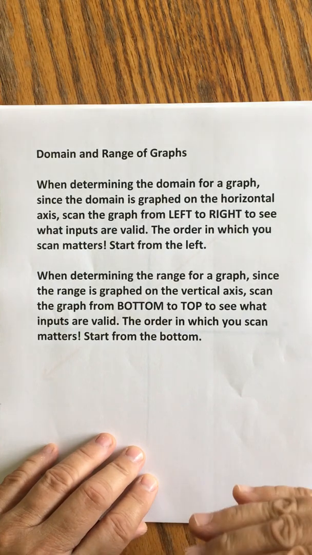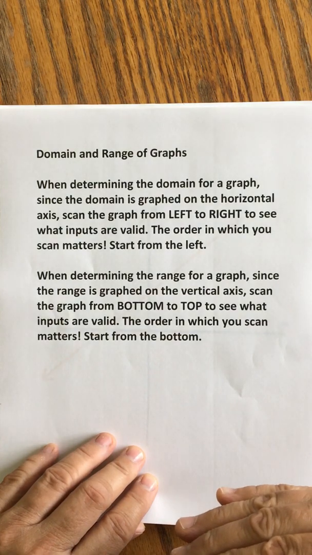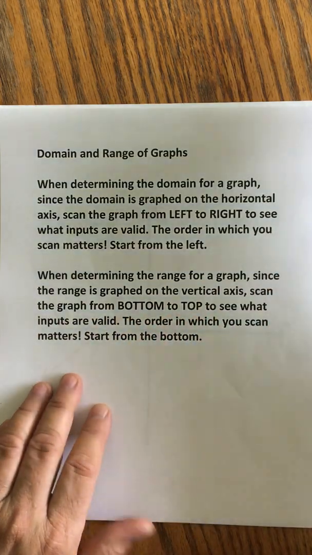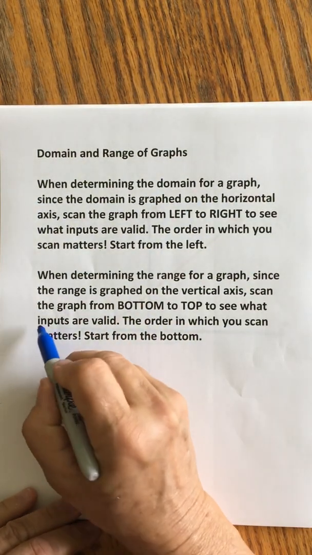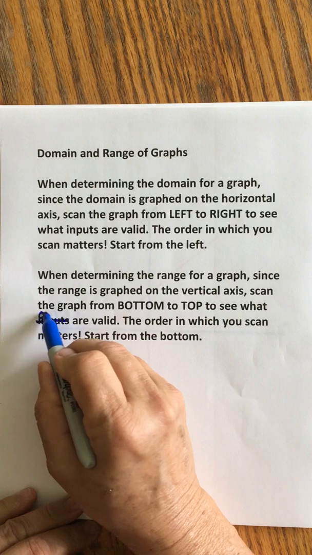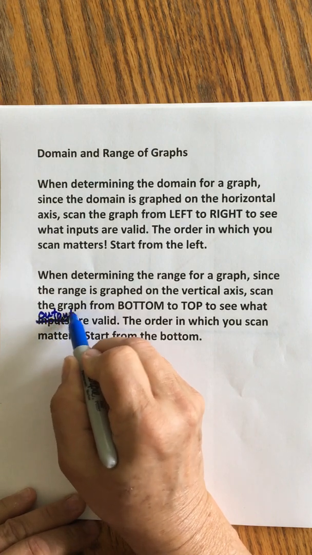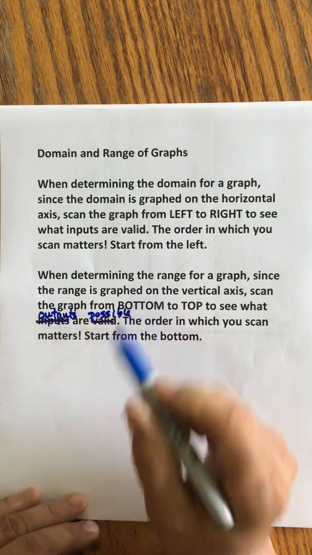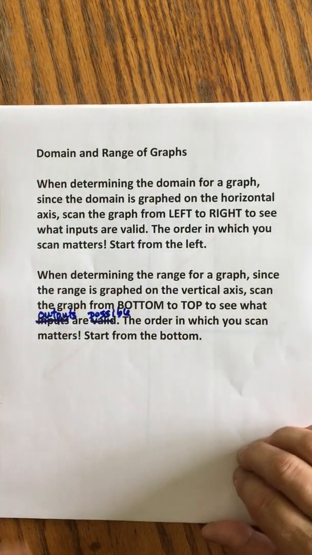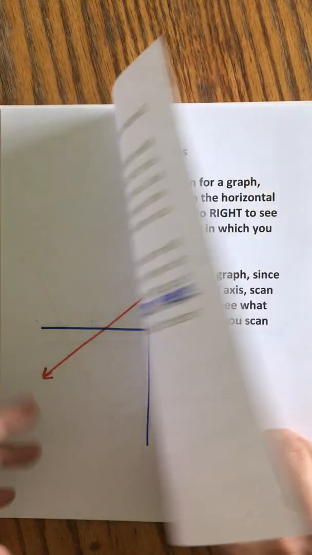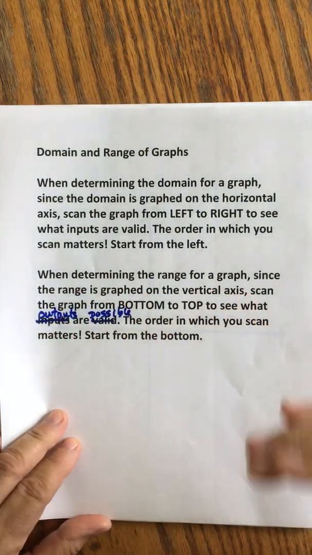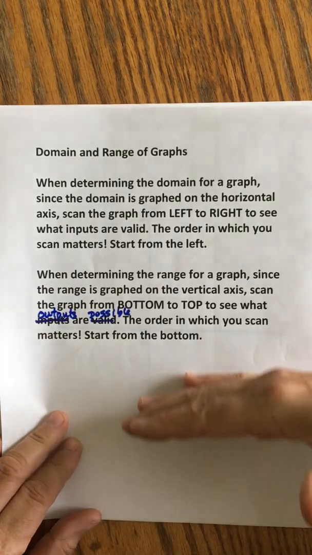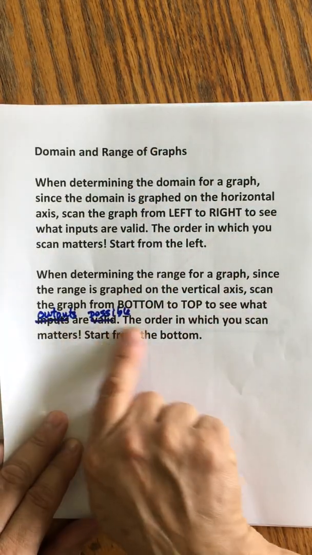You want to see, what do they say here? Bottom to top, to see what, not inputs, but what outputs are possible. Sorry about that. My apologies, I think that was a copy-paste. All right, so let's see here. For range, you want to go from bottom to top, and you want to start at the bottom. The order matters. You start scanning from bottom to top to see what outputs are possible.